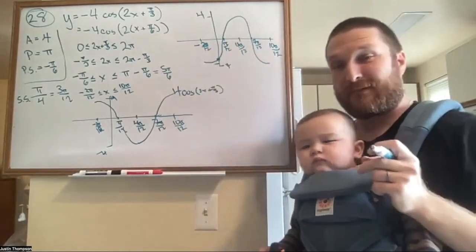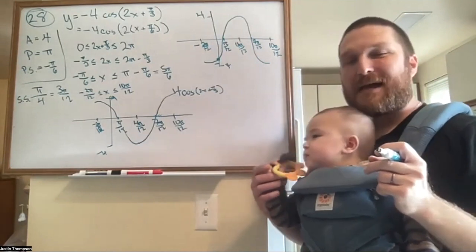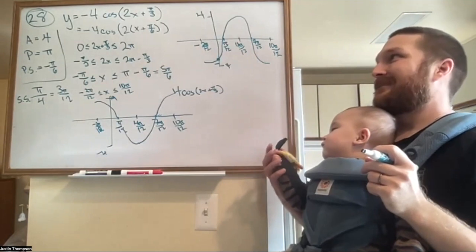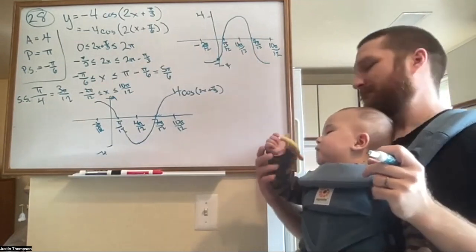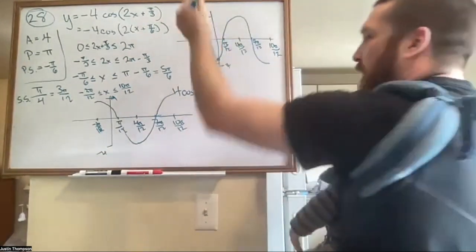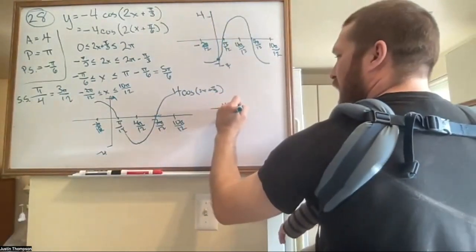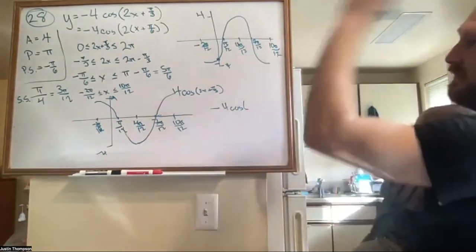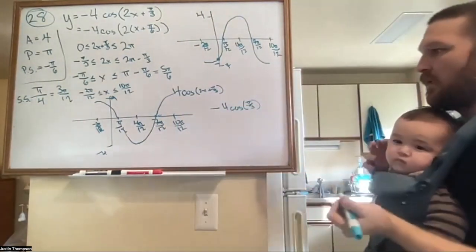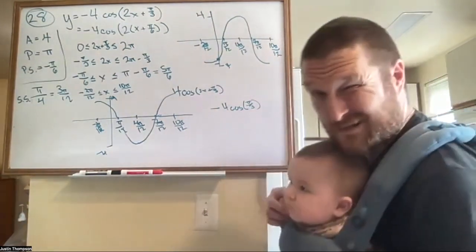What's that? How do we find the output of a function if we know the input? What's the input right there? Plug in a 0. And so when I plug in a 0, I get negative 4 cosine of, well, the 0 takes care of that first part, so all we have is pi over 3. Cosine of pi over 3 is?